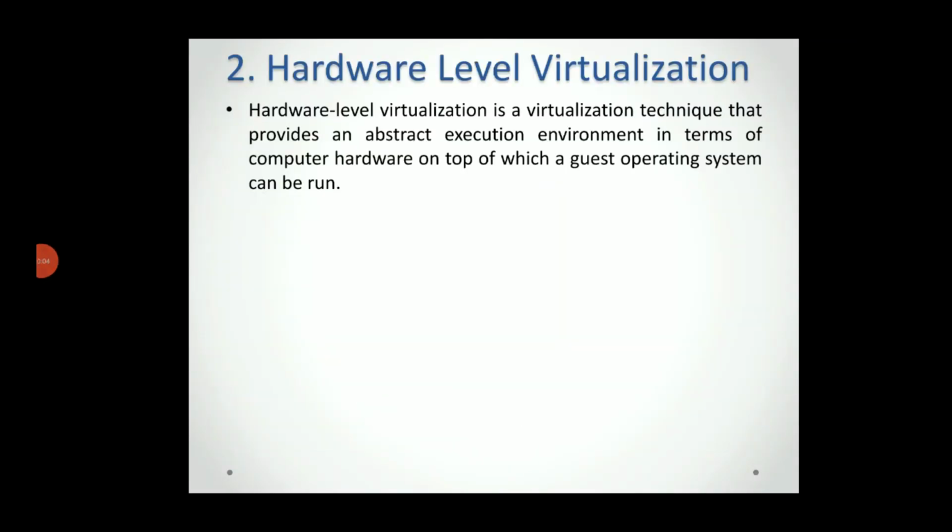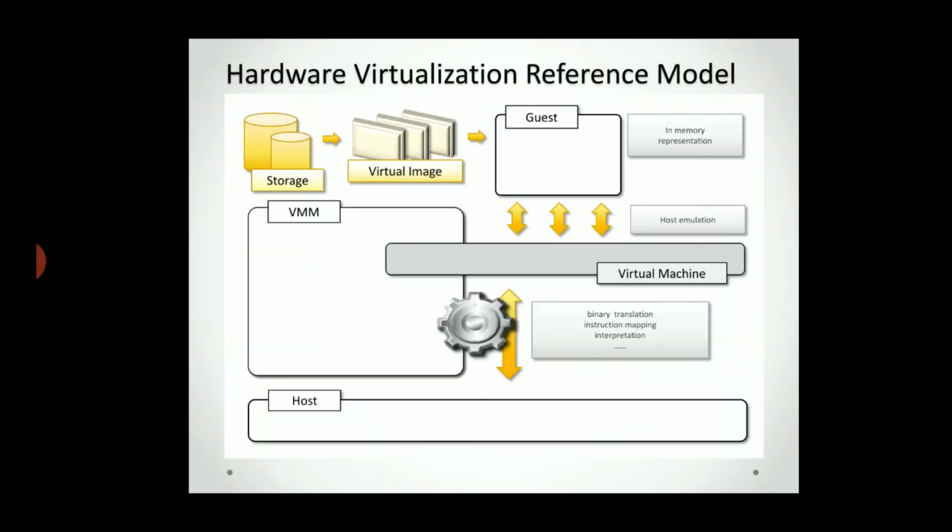Next, we have hardware level virtualization. It's a virtualization technique that provides an abstract execution environment in terms of computer hardware on top of which the guest operating system can be run. In this model, the guest is represented by the operating system, the host by the physical computer hardware, the virtual machine by the emulation, and the virtual machine manager by the hypervisor.